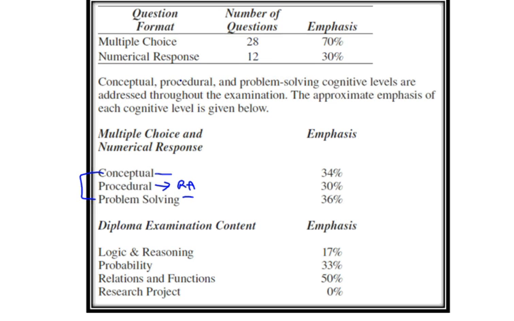Relations and functions is logs, exponents, sinusoidal. It could be theory too. It could be problem solving or conceptual. Remember the earthquake problems in logs? That would be relations and functions.